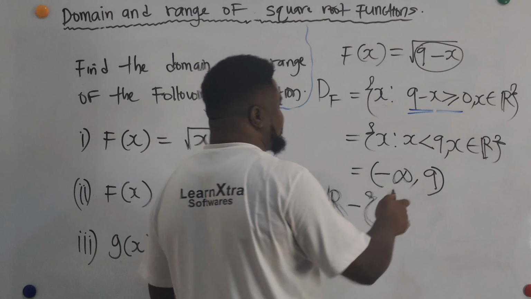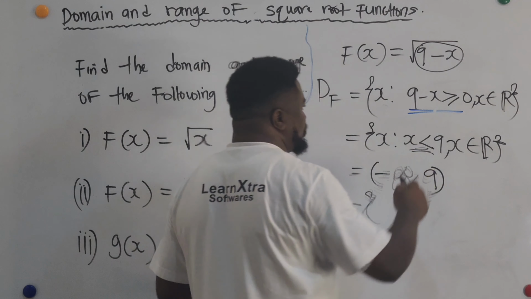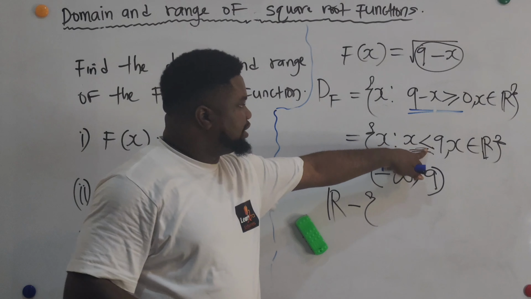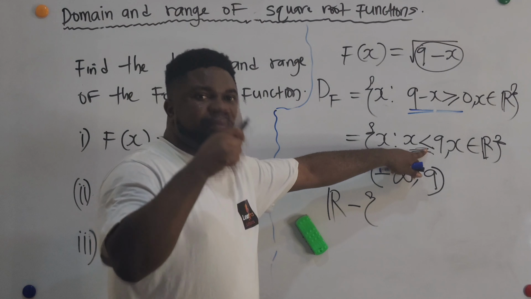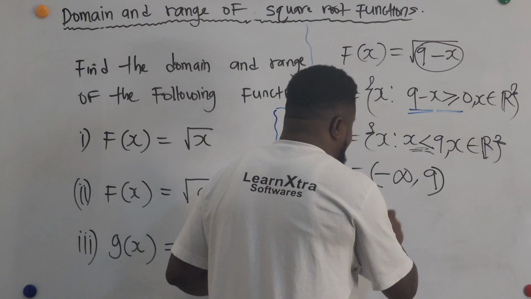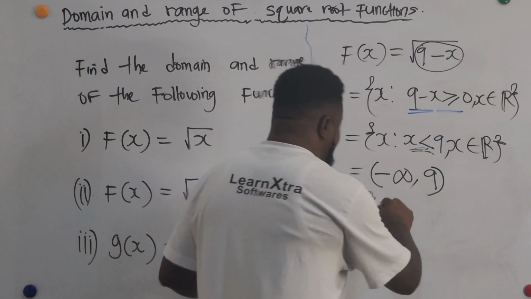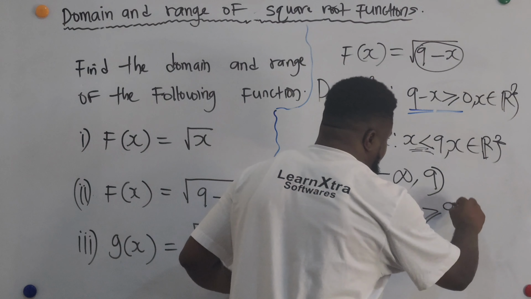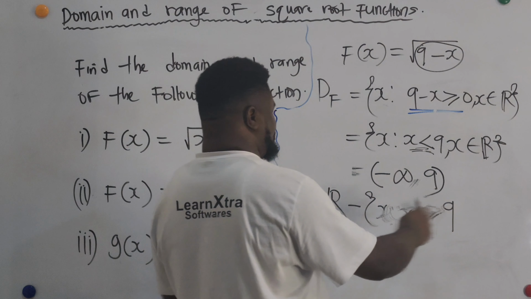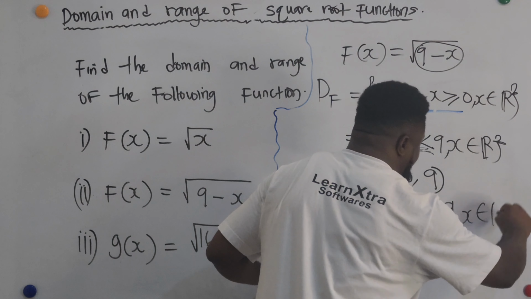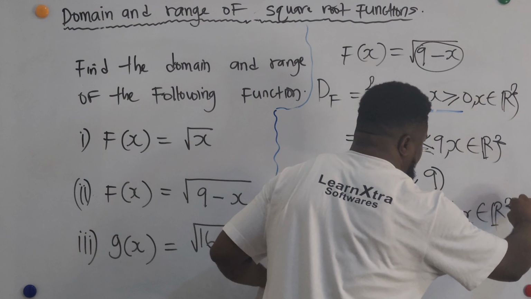Also, I can say my domain is all real numbers apart from the part that is undefined, the part that will not work. This part is the part that will work. From the law of trichotomy, the negation of this gives us s bigger or equal to 9. So I can remove where s is bigger or equal to 9. This part will not work. This part is the part that will make the function undefined.